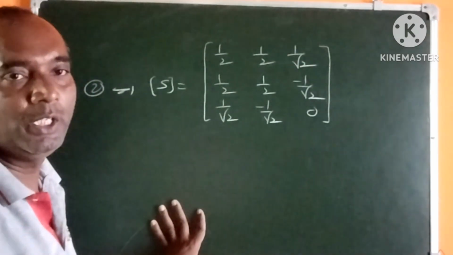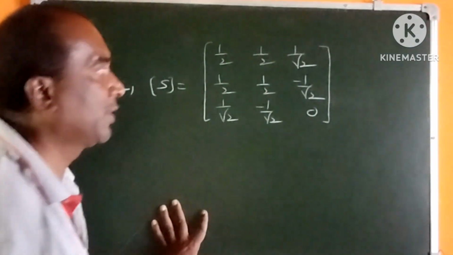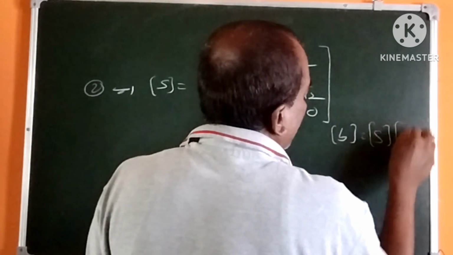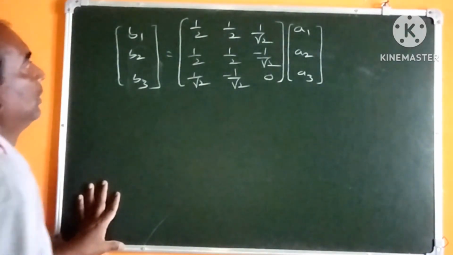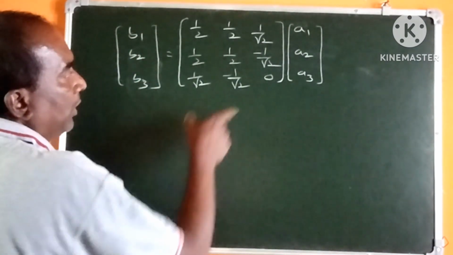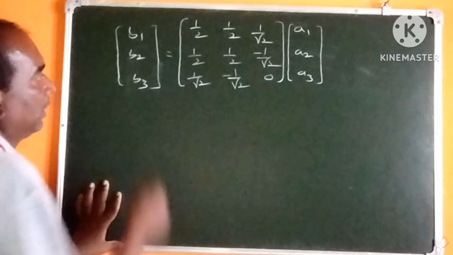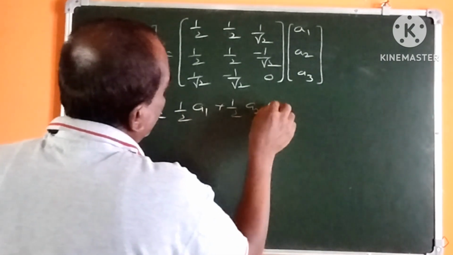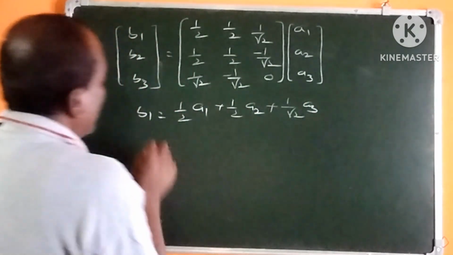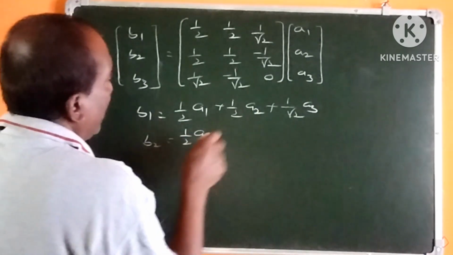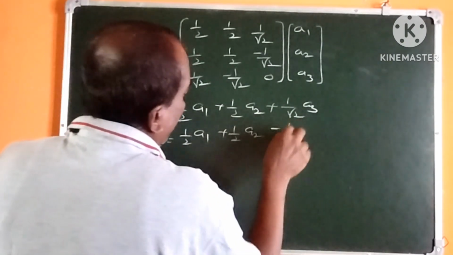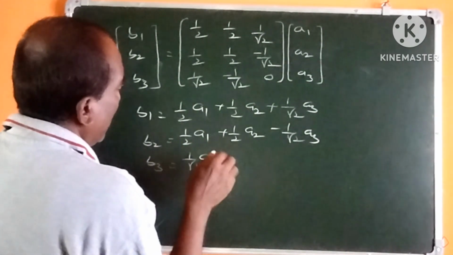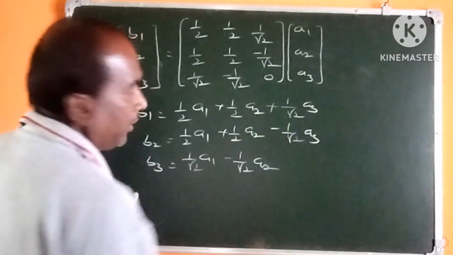Now, we can give the interrelation between the input and output by using this S matrix. So B equals S into A. By substituting, we have B1, B2, B3 equals S into A1, A2, A3. Now, B1 equals 1 by 2 into A1 plus 1 by 2 into A2 plus 1 by root 2 into A3. B2 equals 1 by 2 into A1 plus 1 by 2 into A2 minus 1 by root 2 into A3, and B3 equals 1 by root 2 into A1 minus 1 by root 2 into A2.